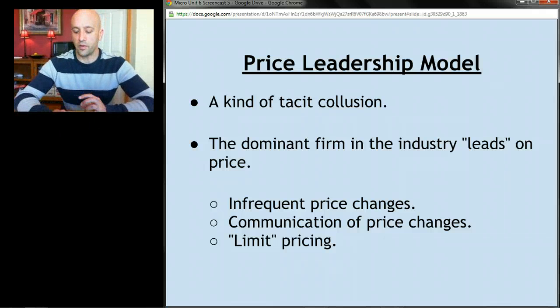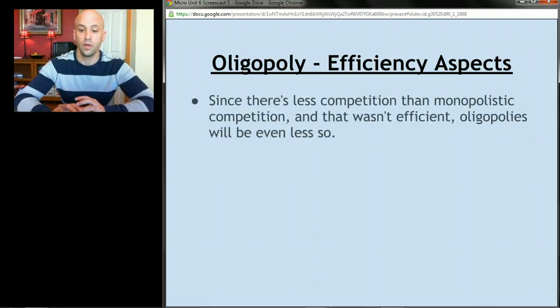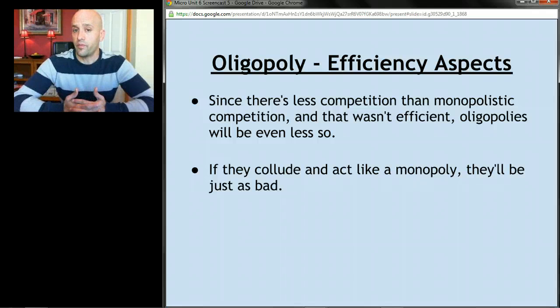All right, so to finish up oligopolies, we're going to talk about the efficiency aspects. Again, how society views things in terms of productive and allocative efficiency. Since there's less competition than monopolistic competition, and obviously less competition than perfect competition, we're going to see that oligopolies aren't going to be efficient. The only market model that actually turned out to be productively and allocatively efficient was perfect competition. With monopolistic competition, we had lots of competition, but we didn't even have those things. Furthermore, if oligopolists collude and start acting like a monopoly, the societal impacts are going to be just as bad.